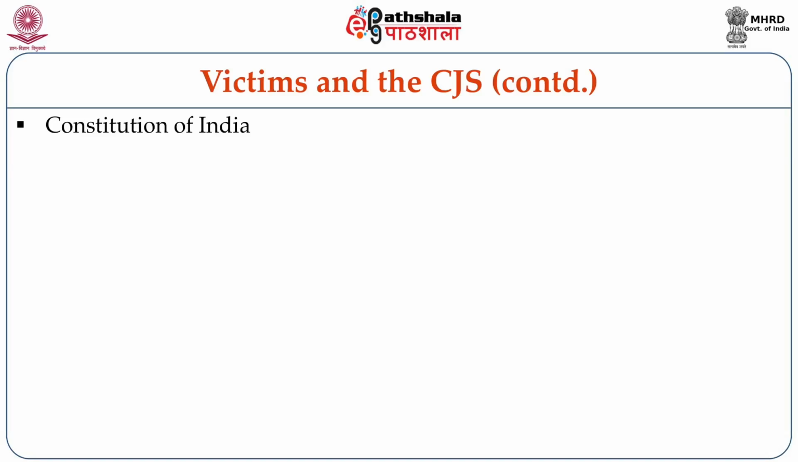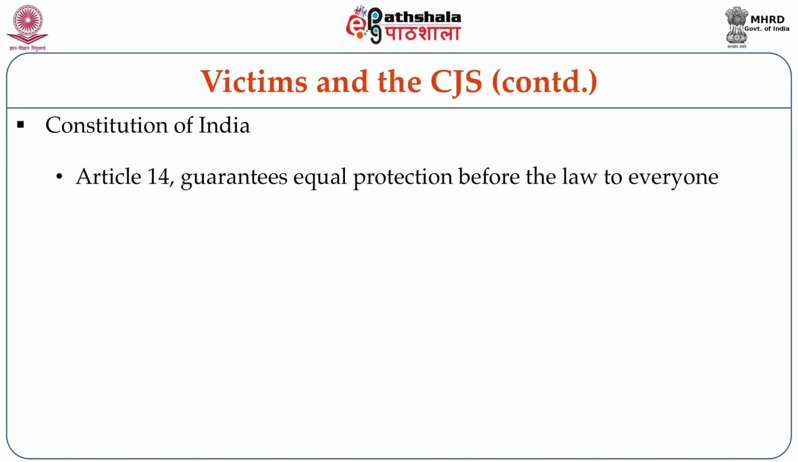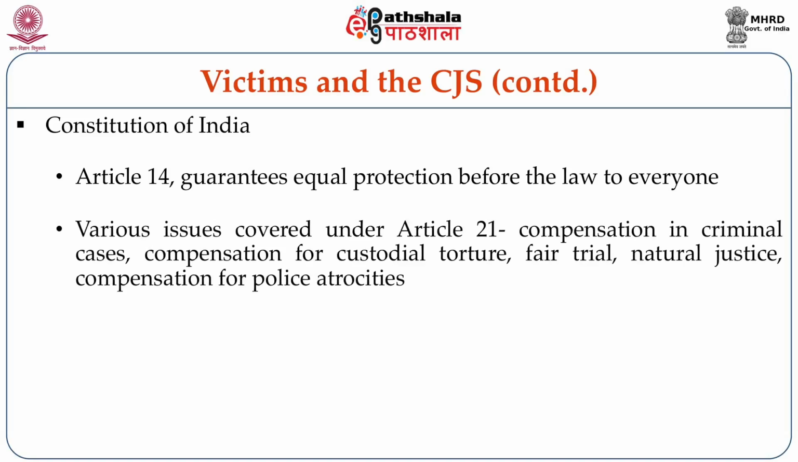When we look at the Constitution of India, there are a number of provisions, particularly in the fundamental rights and some in the directive principles, which talk about rights of victims. Article 14 talks about equal protection before the law. Article 21 includes compensation in criminal cases, compensation for custodial torture, fair trial and natural justice. And this is how the various Supreme Court and High Court judgments have incorporated all these elements within the ambit of Article 21. Article 17 abolishes untouchability.